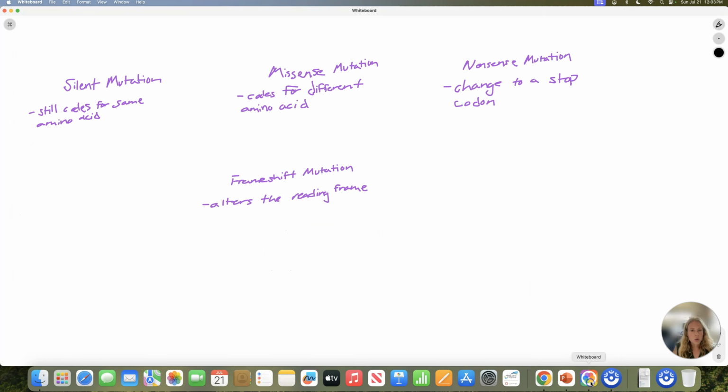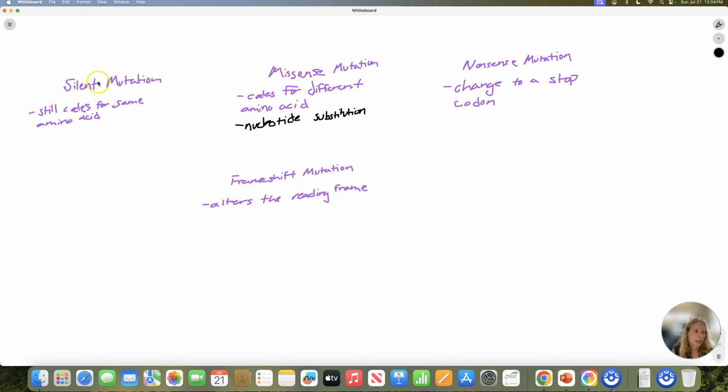I want to go out to the whiteboard now and talk about a few different types of mutations. The mutation we just saw an example of was a nucleotide substitution, where one nucleotide was substituted and that resulted in a different amino acid. That's an example of a missense mutation. So a missense mutation is a nucleotide substitution that calls for a different amino acid. It called for valine instead of glutamic acid. I'm going to write out nucleotide substitution here. And so a missense mutation is a nucleotide substitution that calls for a different amino acid.